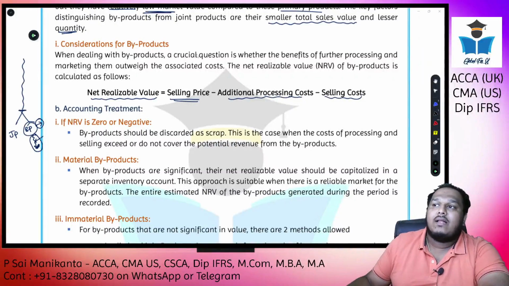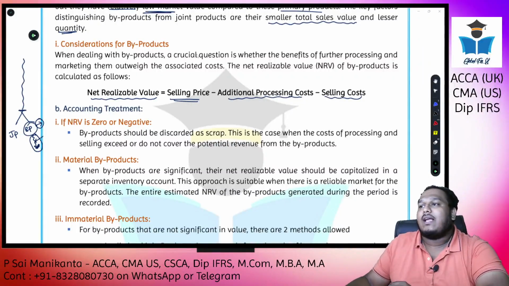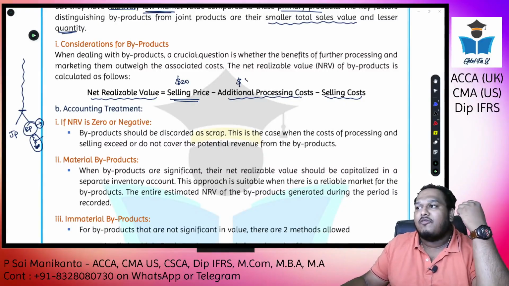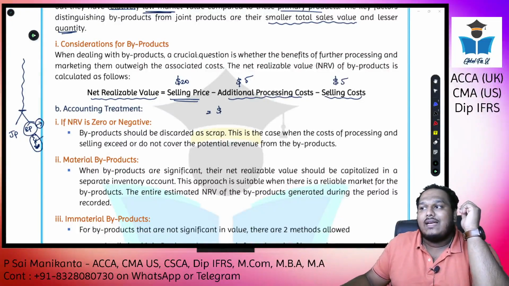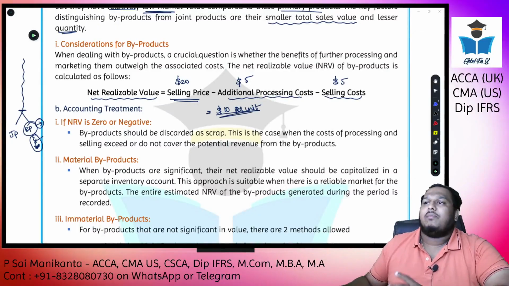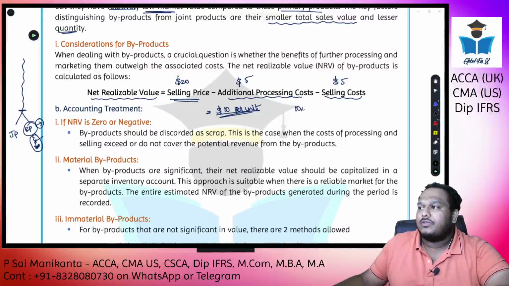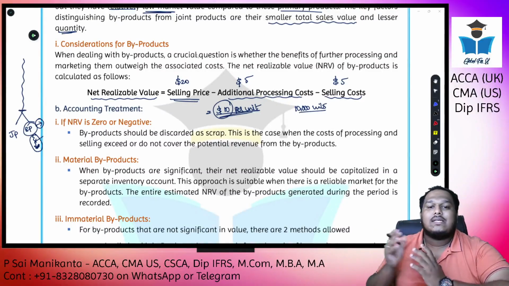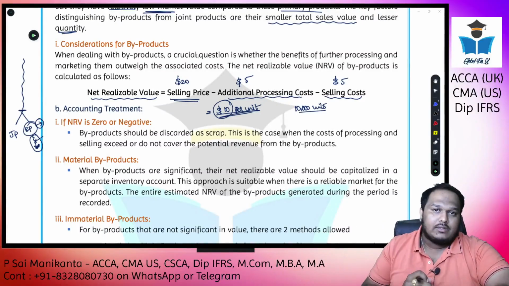So for example, the byproduct can be sold for, let's say, $20, but it will need further processing of $5 and it also needs a selling cost of $5. So we are going to get an NRV of $10 per unit, which is a positive number, which is still good for the company. Imagine if they have 10,000 units of this byproduct. So 10,000 times $10 per unit, they are going to make $100,000 by just selling the byproducts, right?